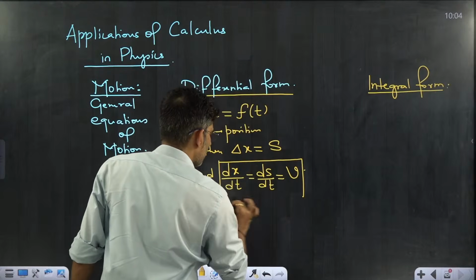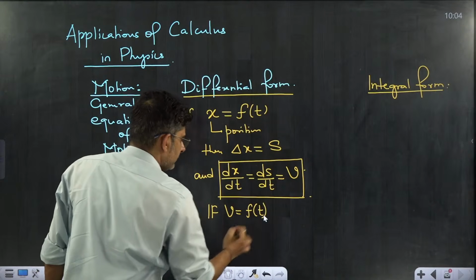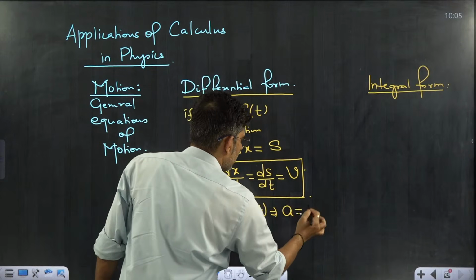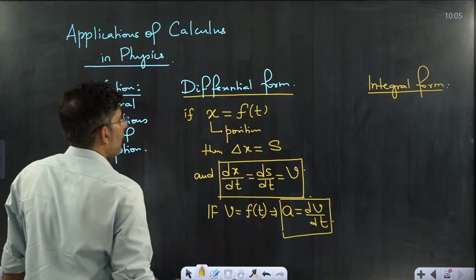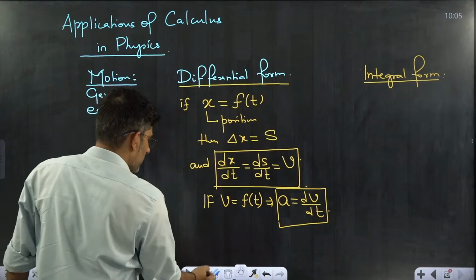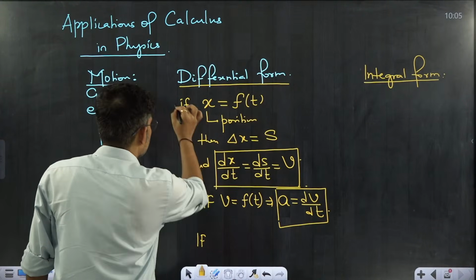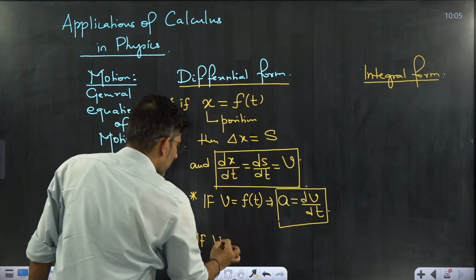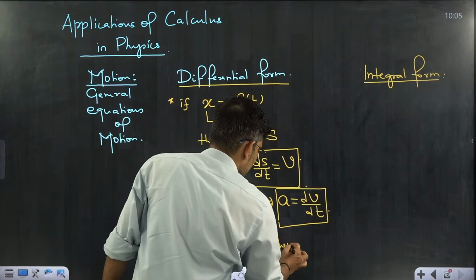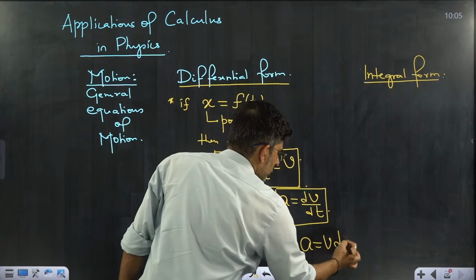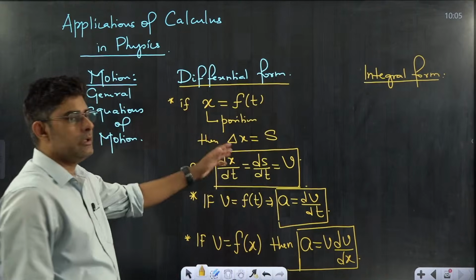This was our first equation. If velocity is a function of time, then dv by dt gave you acceleration. This was our second equation. So we have to understand which equation to use where. And if velocity was a function of position, then acceleration by chain rule we got v dv by dx. These were the three equations which we use in differential form.